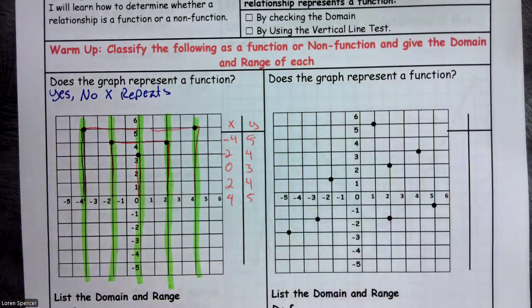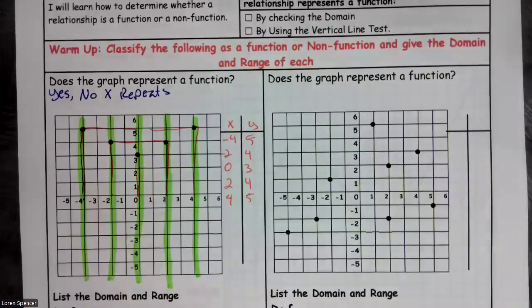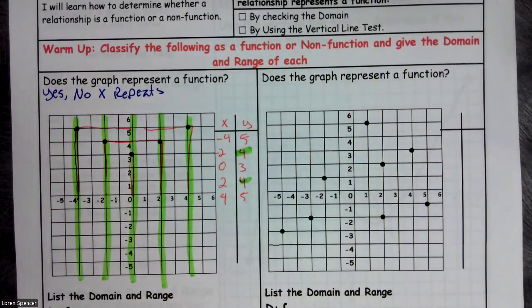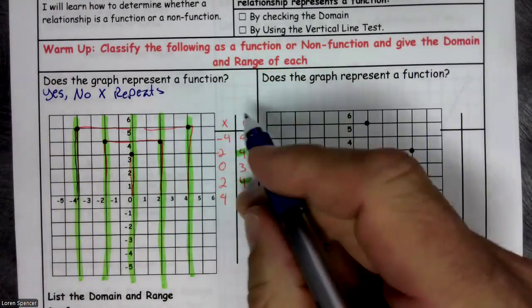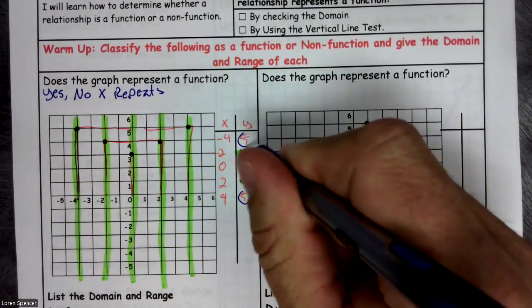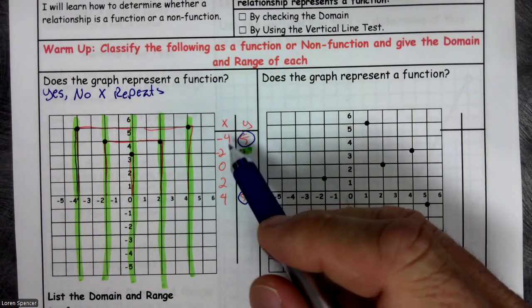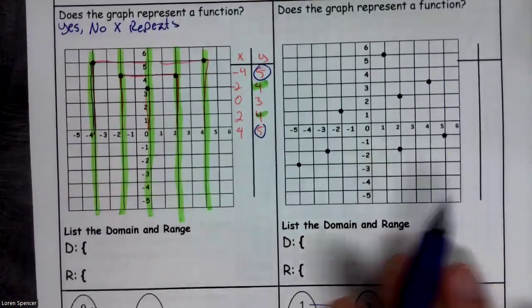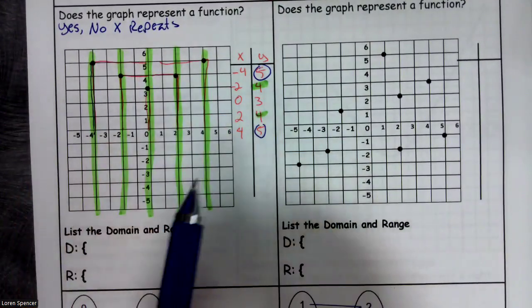Now, if we're looking at this, I have my fours repeat, and also my fives repeat. But it's okay for the y's to repeat. None of the x's do. So this is, in fact, a function because no x repeats. We're not worried about the y.